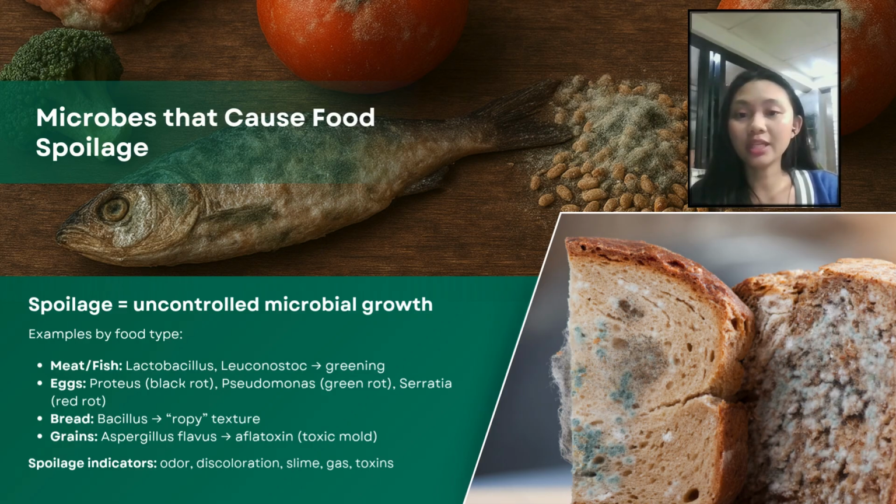Molds like Aspergillus flavus in grains and nuts produce aflatoxins, toxic compounds that cause liver damage. Spoilage changes the smell, taste, and color of food, making it unsafe or unappetizing. Understanding which microbes thrive on which foods helps us prevent contamination during processing and storage.